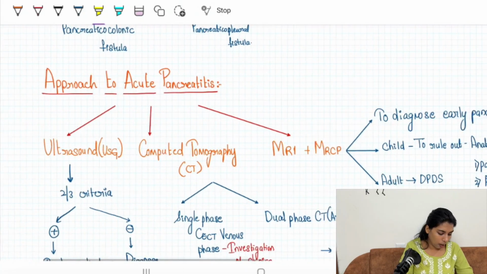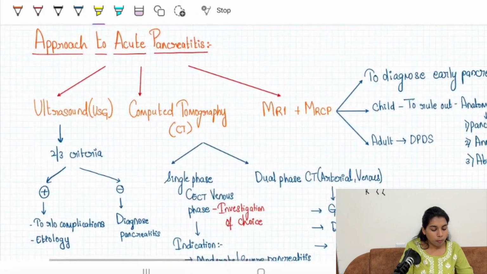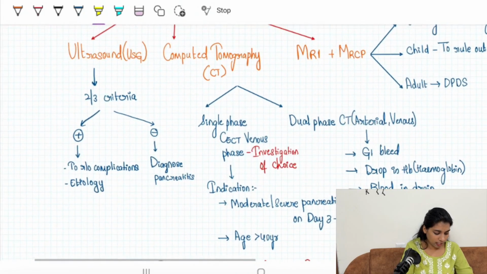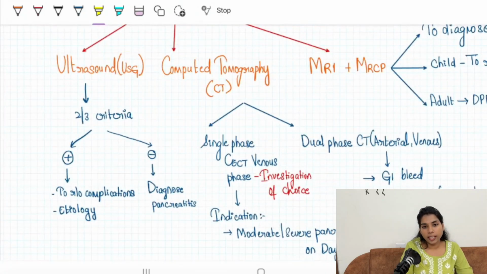Now we look at approach to acute pancreatitis. Most of it we have already discussed. We'll just summarize it here as to how do we look at a case of acute pancreatitis from a radiologist perspective. Starting with an ultrasound. If the 2 out of 3 criteria is met, what do I mean by this? Patient has a clinical history of epigastric pain. Serum amylase lipase is raised, but it is not more than 3 times its normal. Then still we don't call it an acute pancreatitis, right?